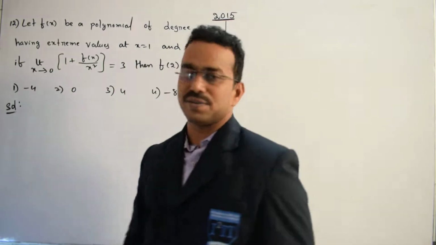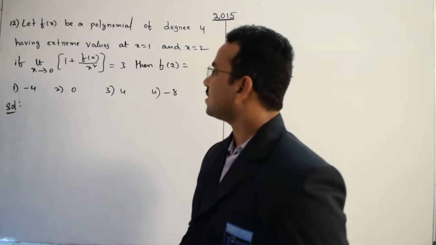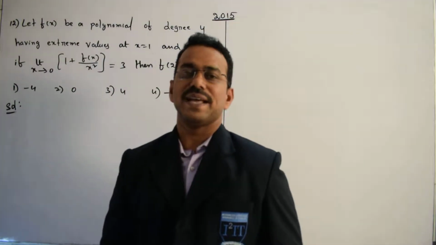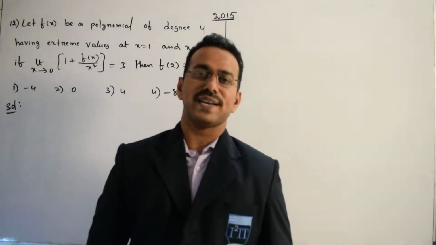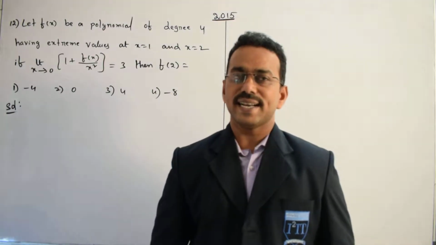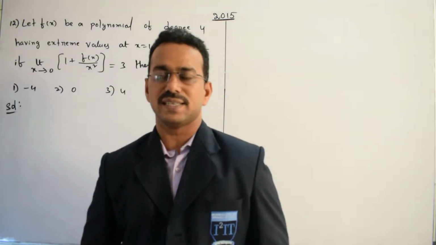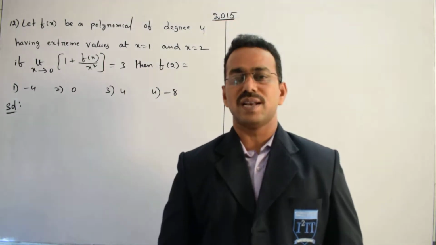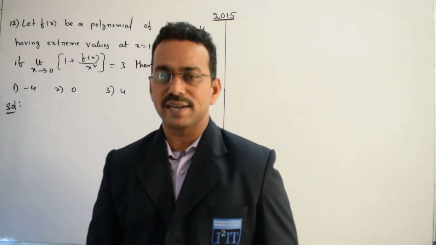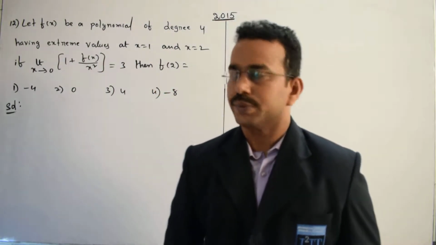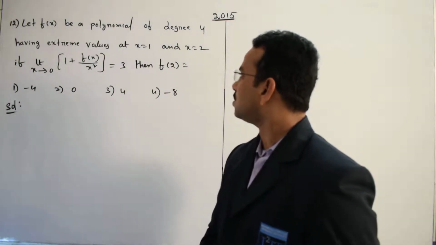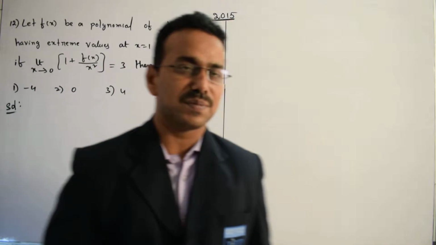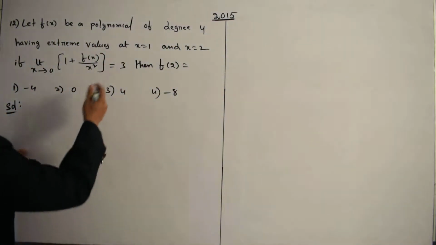Some more information is provided here. Having extreme values at x equals 1 and x equals 2 means f'(x) at x equals 1 will be 0. An extreme point means it attains either a local minimum or local maximum, so at that point the derivative will be 0. Similarly, f'(x) at x equals 2 is also 0. Now let's simplify the given limit and then we will think about f(2).